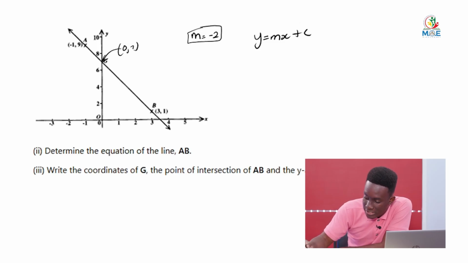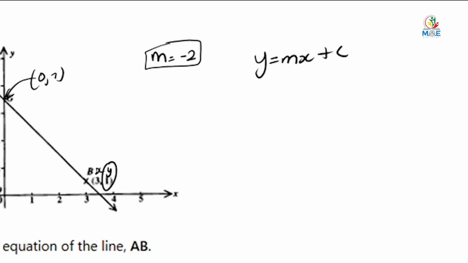So we know the gradient is negative 2, and we also have two points on the line. We can use one of these points, this is x, this is y, and substitute them to find c. So y is equal to 1, so 1 is equal to the gradient, negative 2, multiplied by x, which is 3, plus c. So this is equal to negative 2 times 3, which is negative 6, plus c. Hence c would be equal to 1 plus 6, so c is equal to 7.